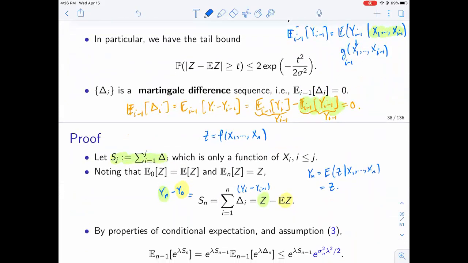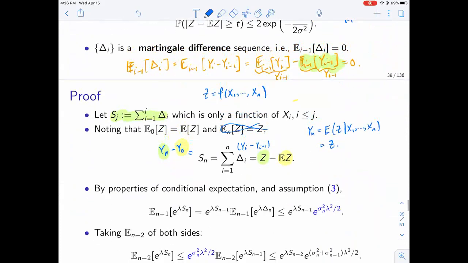Okay, so we don't need this. It just follows directly. So yn minus y0 is equal to Sn, and yn is equal to z. The bottom line is that this is true. So what I've done is written the difference z minus expectation of z as something that looks like a sum. Okay, so now I'm probably in business.